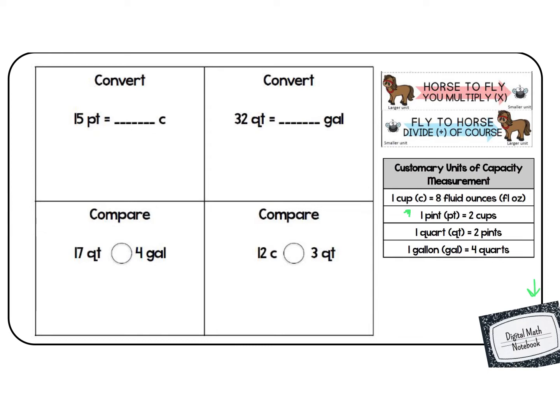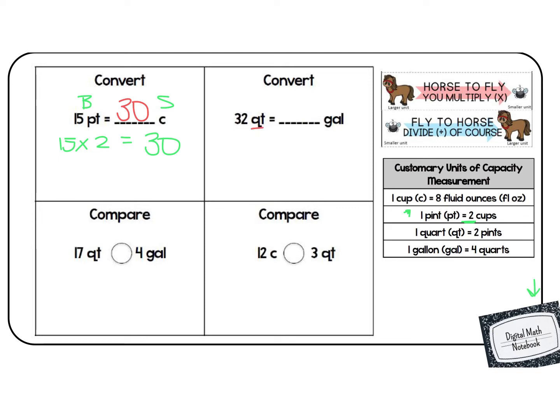So that must mean that a pint is my big thing and cups are my small thing. So that means that I have to go from a big thing, like a horse, to a small thing, like a fly. When I go from horse to fly, I multiply. So that means I need to do 15 times 2 because there are 2 cups in a pint. So 15 times 2 is 30. So that must mean that there are 30 cups in 15 pints. Great job. Let's look at the next one.